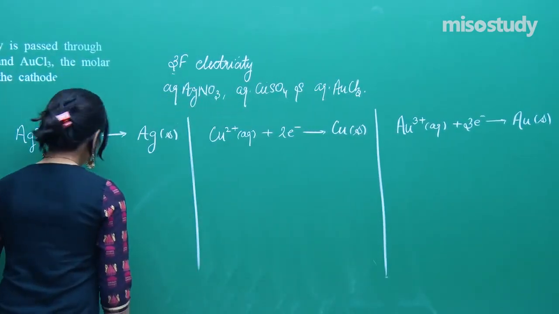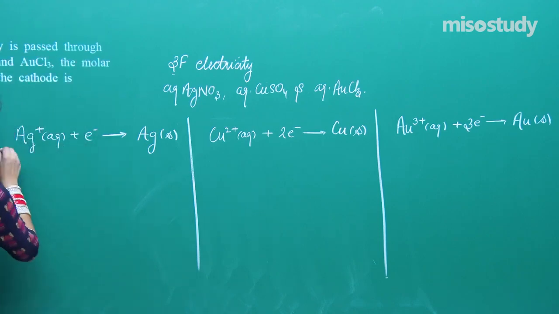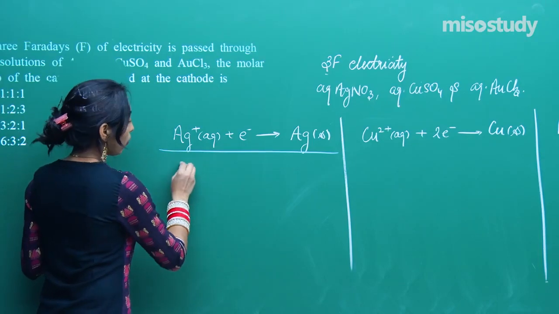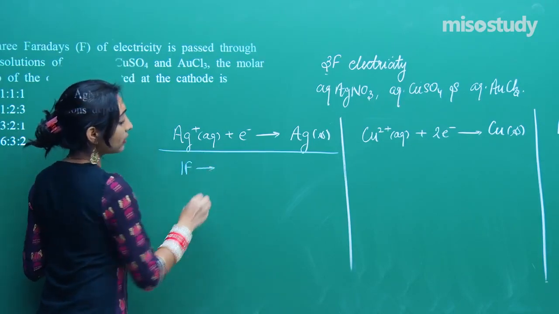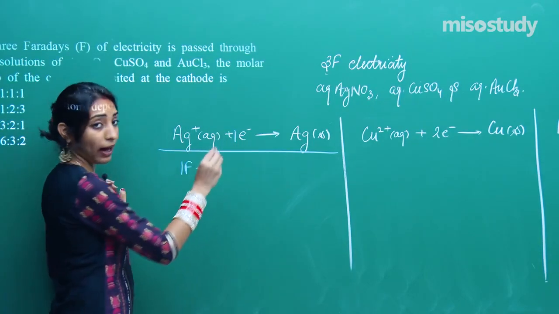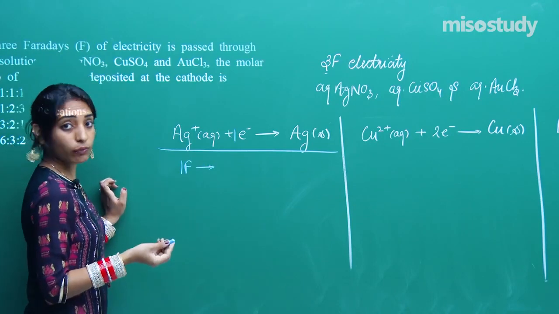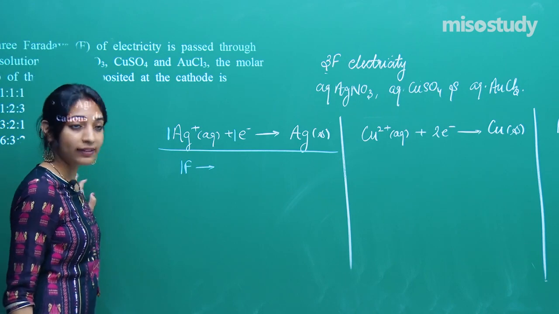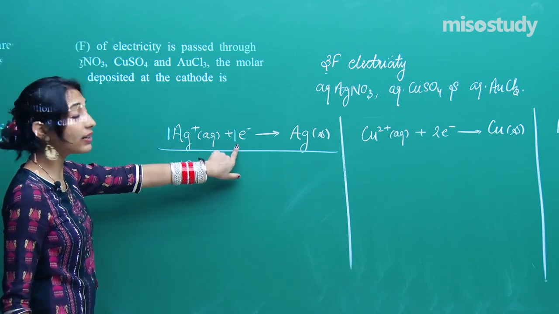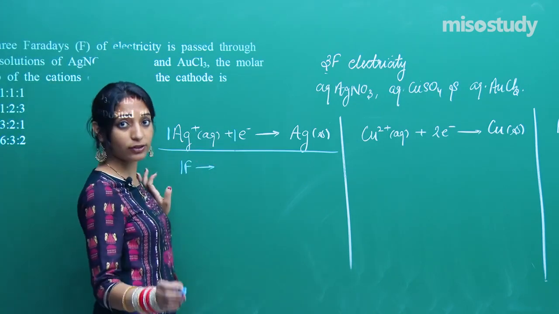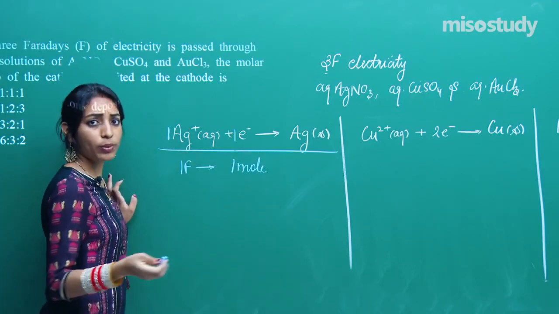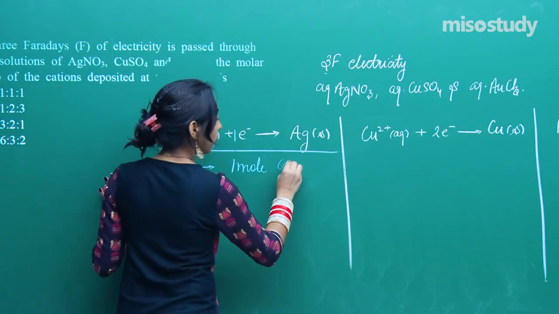Now, can you say from this that when 1 Faraday of electrons is passed, how much cation will be deposited? You will get 1 mole of the cation. So 1 mole of the cation will be deposited if 1 Faraday of charge is passed. I won't write it again and again, it's 1 mole of cation.